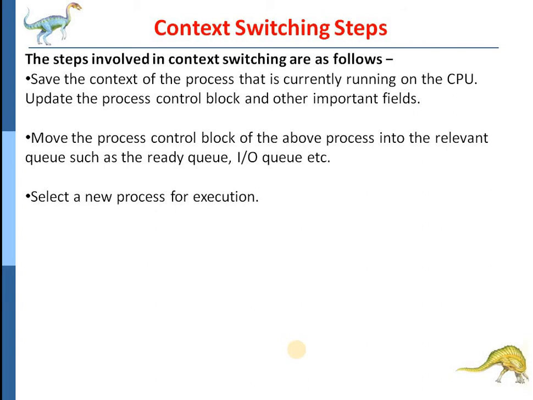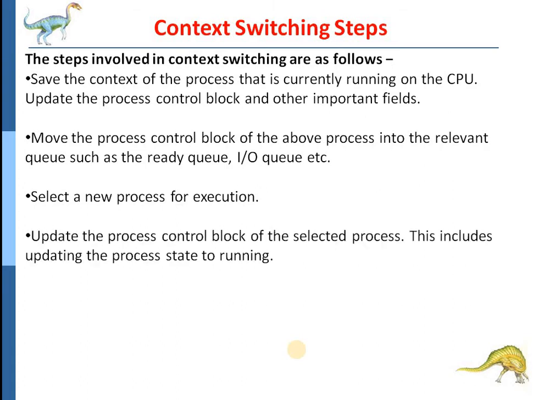Next, select a new process for execution. In the second step, we moved the running process from the CPU to another queue. At that time, select a new process for execution and assign it to the CPU, because the aim of multiprogramming is to utilize the CPU maximally. When one process is switched out, then as early as possible the scheduler can assign another process to the CPU for further execution.